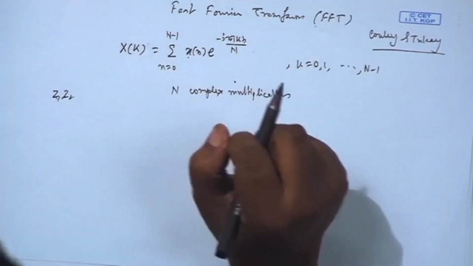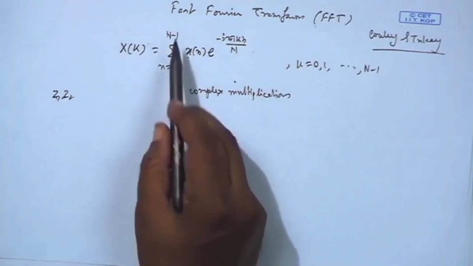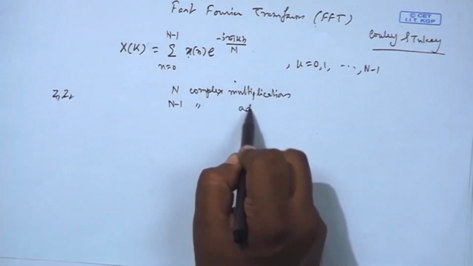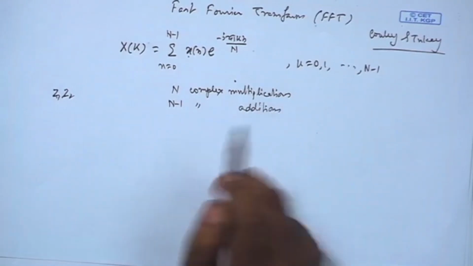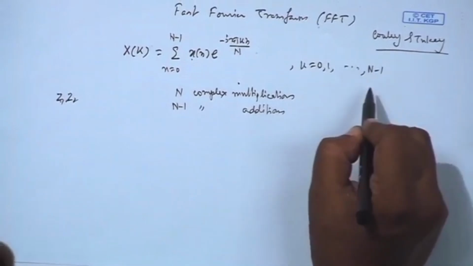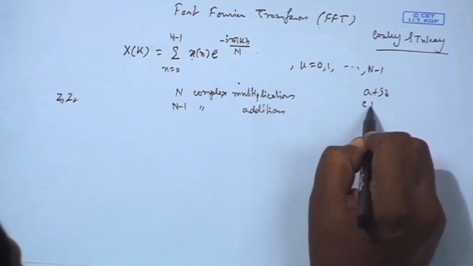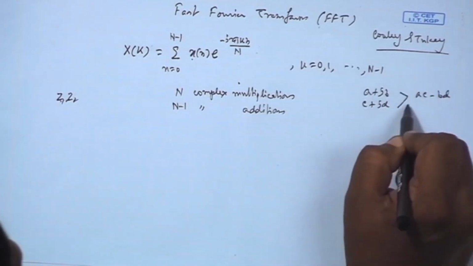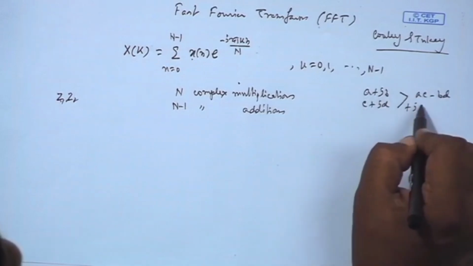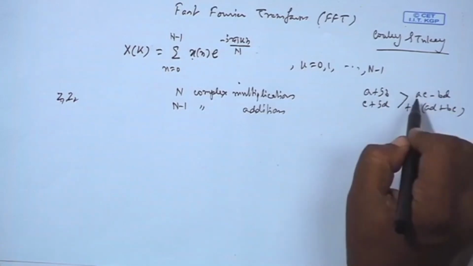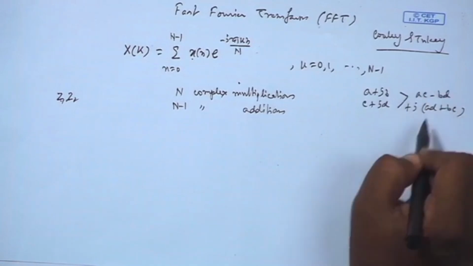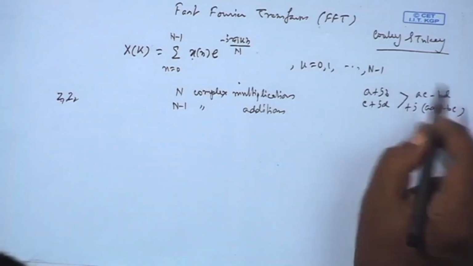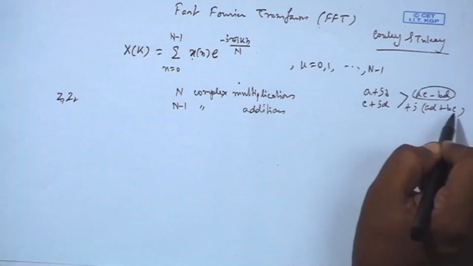And then you are adding them. How many additions? If you have a total of N terms and you are adding them, you need N minus 1 complex additions. Now, one complex multiplication in general will be of the form (a plus jb) times (c plus jd). If you multiply, you have (ac minus bd) plus j(ad plus bc). So, one multiplier for ac, one for bd, then one for ad, one for bc. So, you need four real multipliers. Two are used for the real part, two are used for the imaginary part.